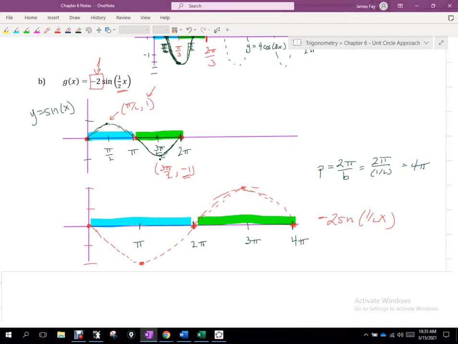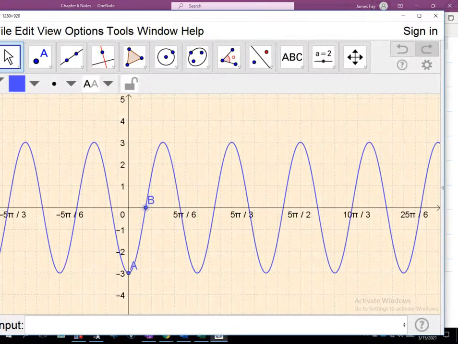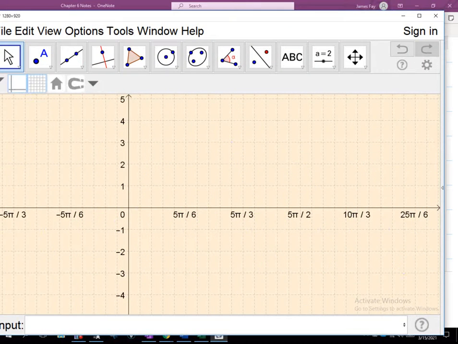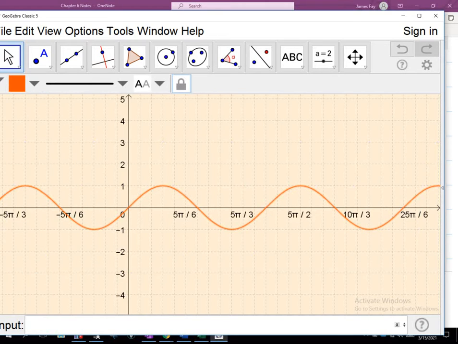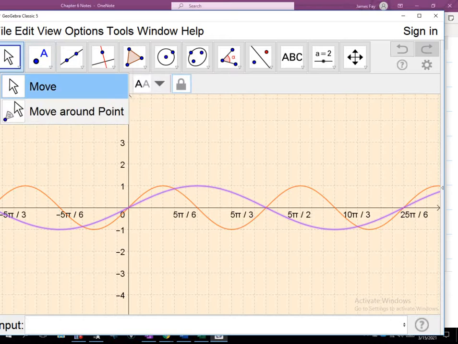Some people, and I'm actually going to do this on the next one, will graph them kind of simultaneously on the same graph. So we'll start with sine of x. Then they'll say, well, I know that sine of 1/2 x is going to stretch it like that. And they say, once I take those, let's just find these critical points here real quick.